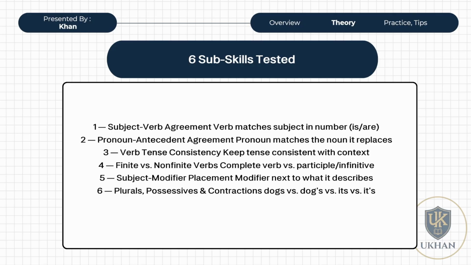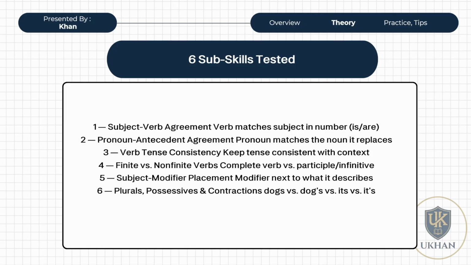Number 2 is pronoun-antecedent agreement. A pronoun has to match the noun it's replacing. If the noun is singular, then the pronoun is singular. If it's plural, then the pronoun is plural. And there will be examples coming up on that. Number 3 is verb tense consistency. The tense of the verb has to match the time frame of the passage. If everything is in past tense, then the blank should probably be past tense as well. If we're talking about present or future, then it should be present or future.